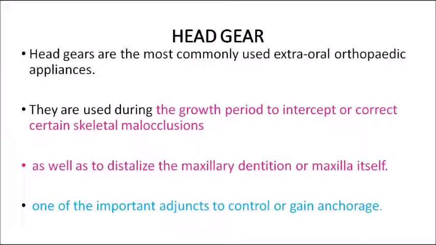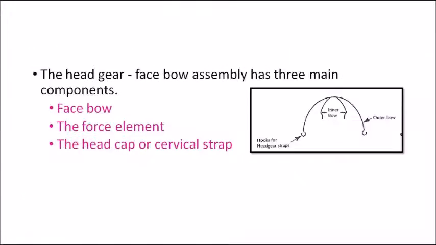Now let's talk about headgear, which is a commonly used orthopedic appliance used during the growth period to intercept or correct skeletal malocclusions. Basically it is to distalize the maxilla as well as the maxillary dentition, and it can also be used as an adjunct to control or gain anchorage. So headgear is used for the correction of class 2 malocclusions due to prognathic maxilla, and also as an adjunct during orthodontic treatment to gain or control anchorage.